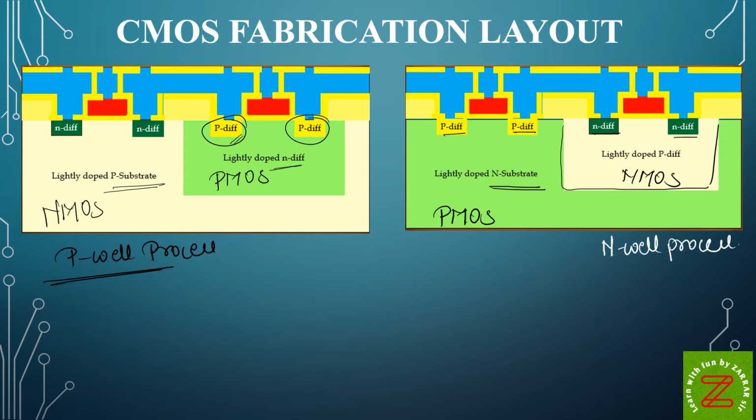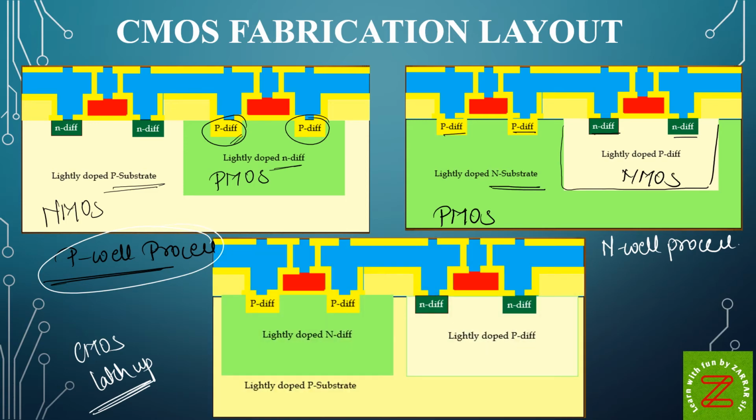So one we have the P-well process and another we have the N-well process. Now usually people prefer from these two. But if you have to avoid problems such as CMOS latch-up, the theoretical aspect and you need to discuss this, then the third fabrication layout takes place, which is very important to understand. See, you have a lightly doped piece of sheet. Inside this you fabricate both. That means you create both wells, N-well as well as P-well.